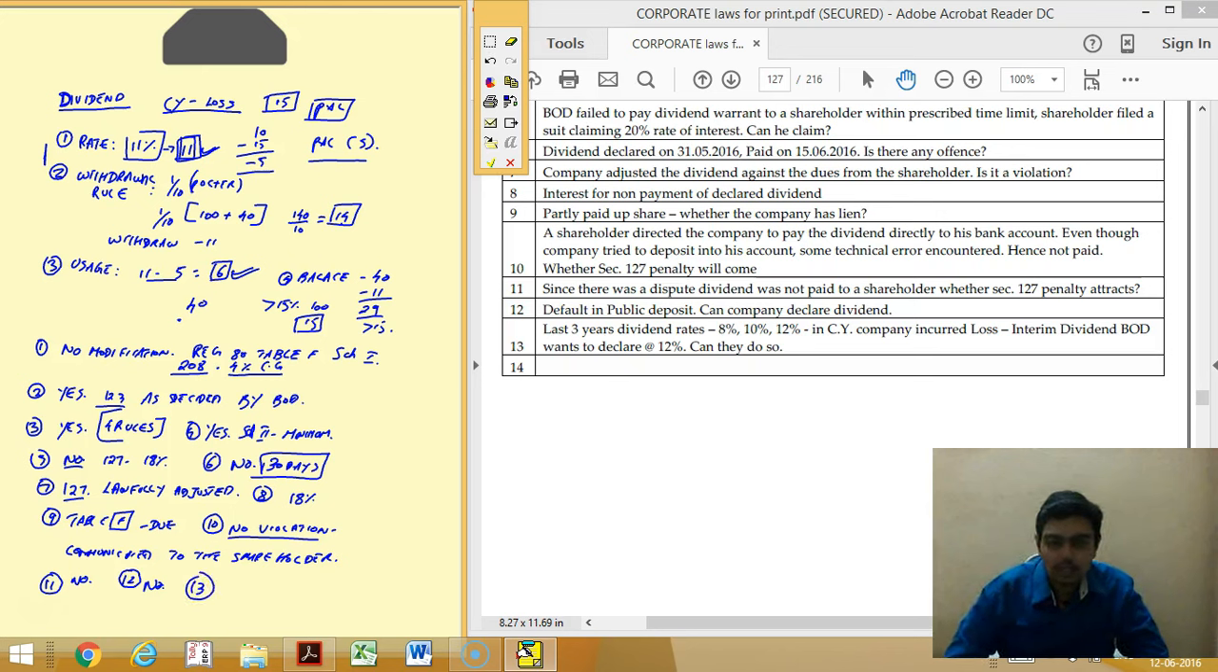Question number 13. Last 3 years dividend rate 8%, 10%, 12%. In the current year the company incurred a loss. For interim dividend, the board wants to declare 12%. See, as per the interim dividend rule, the average of 3 years, 8, 10 and 12, is only 11%. So the company can declare only 11%. They cannot declare 12%. These were past examination questions, RTP and practice model questions from the dividend chapter. So we will go to the next chapter.